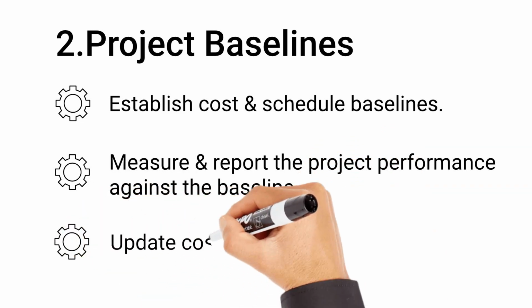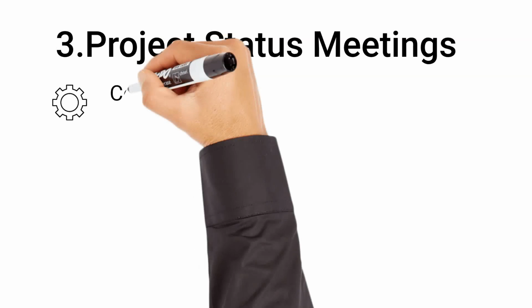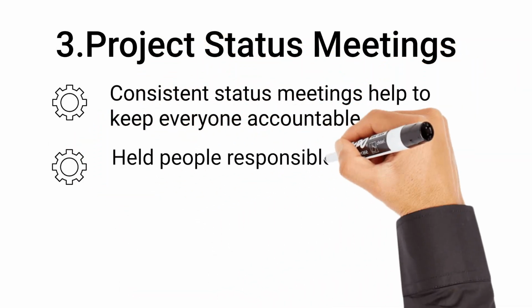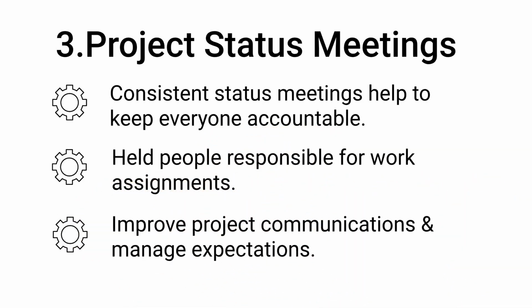The third one is project status meetings. Consistent and regular status meetings help to keep everyone accountable and held responsible for work assignments. Also, status meetings are powerful tools for improving project communications and managing expectations.